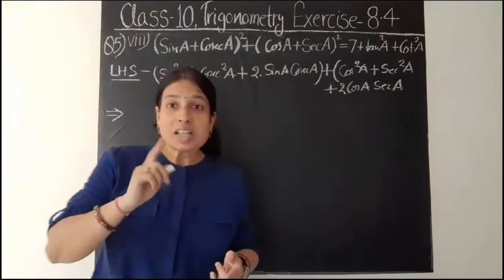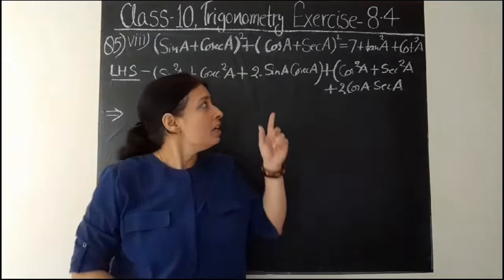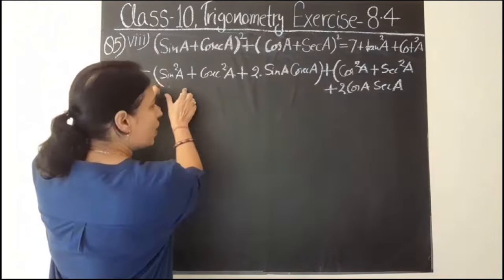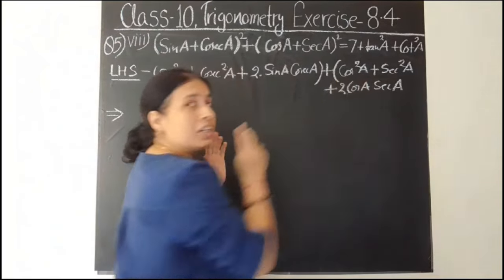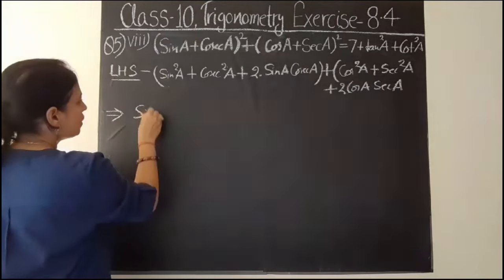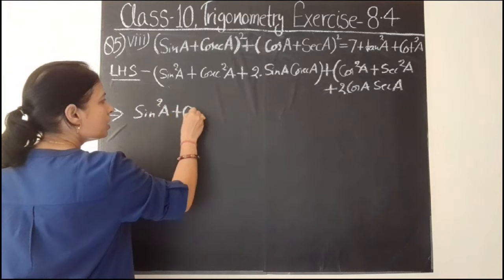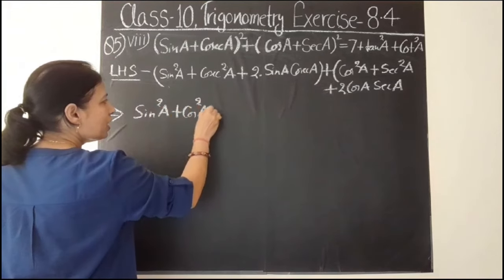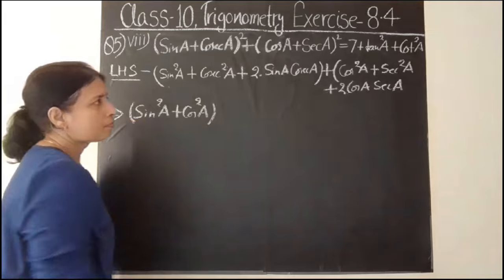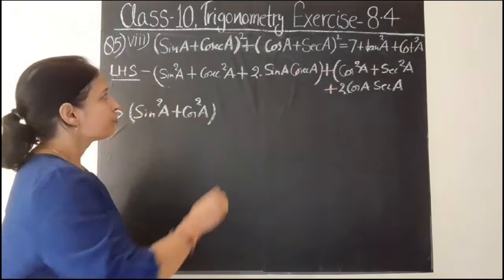You know that sin square A plus cos square A is equal to 1. So we write this sin square A and this cos square A together. So write this first: sin square A plus cos square A. Because here it is given addition, so you can write here.